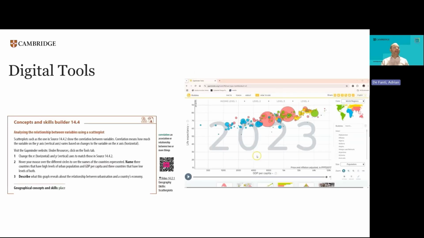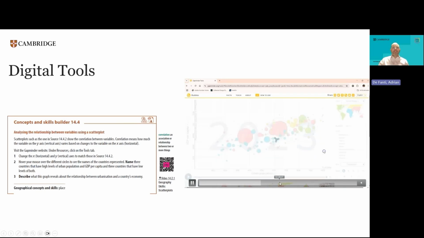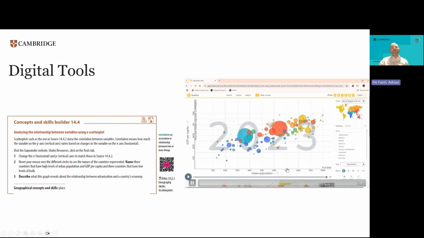And so here's an example of a digital tool. In this particular skills builder, it gives students some explanation on what a scatter plot is and how to analyze data using a scatter plot. And then there's a little 3 to 5 minute video with instructions on how to access the digital tool, manipulate data, play around with different variables. In this case, have a look at the distribution of different data.